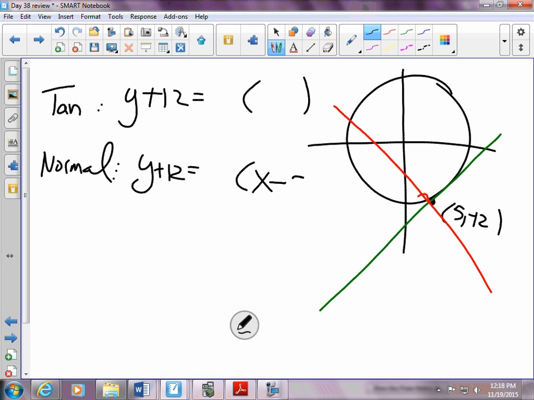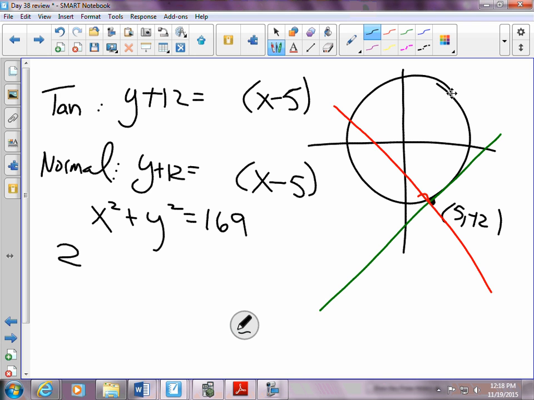Now to get the slope of the tangent line, we're going to get the derivative and plug in 5 for x and negative 12 for y, and we'll get that slope. Once we know that slope, what do we do to it to get the slope of the normal line? That's the negative reciprocal. So to get the derivative, we use implicit differentiation. The equation is x squared plus y squared equals 169. We differentiate and get 2x plus 2y dy dx equals 0.